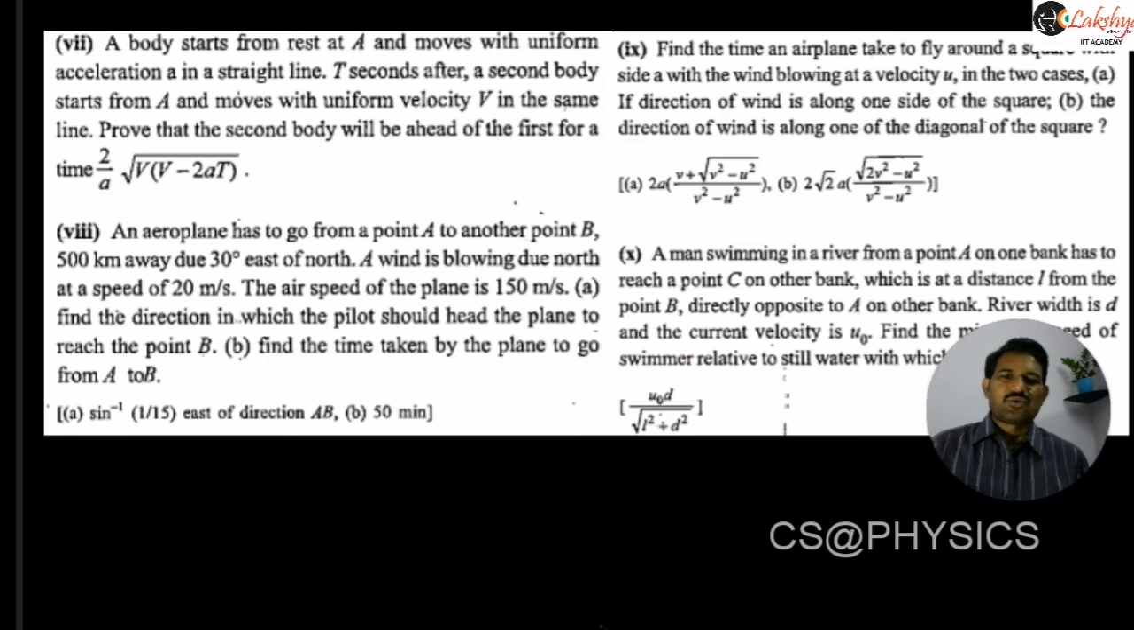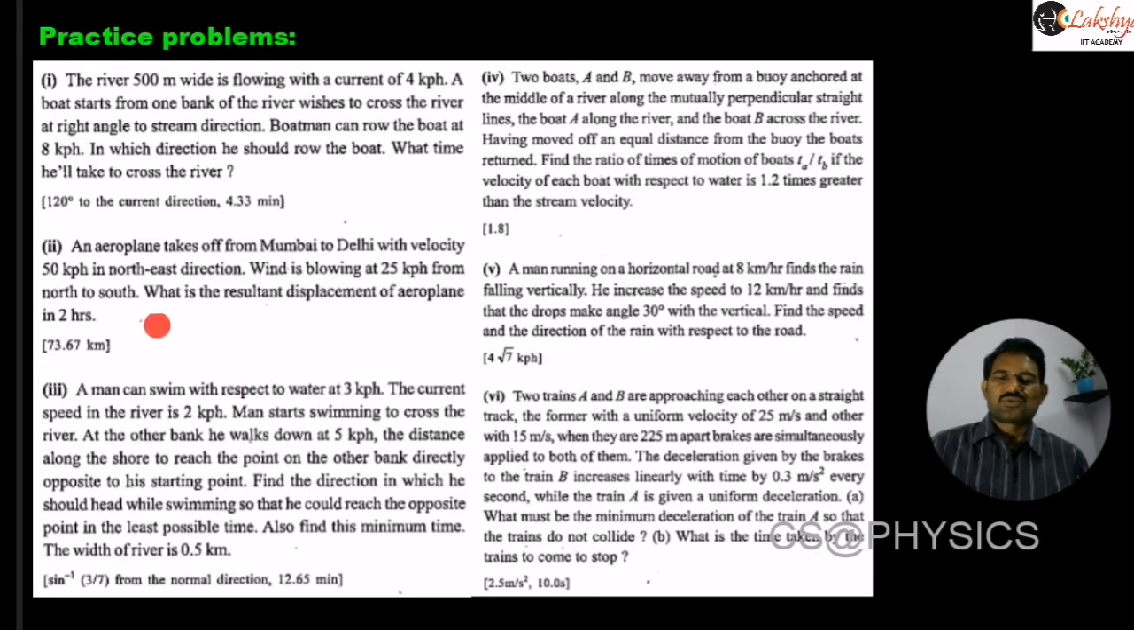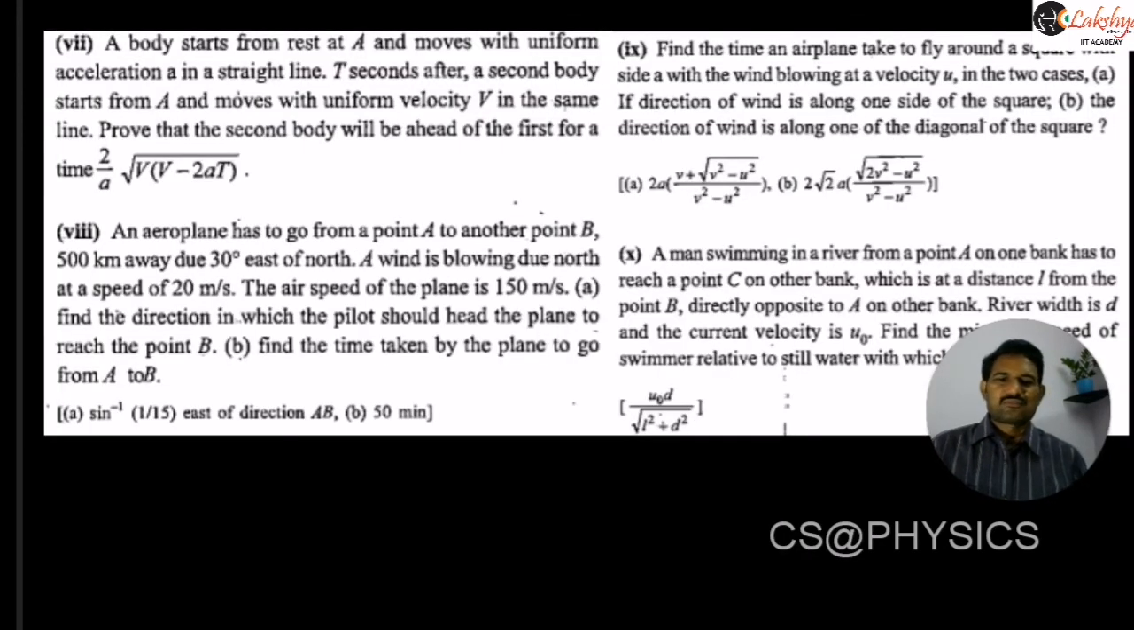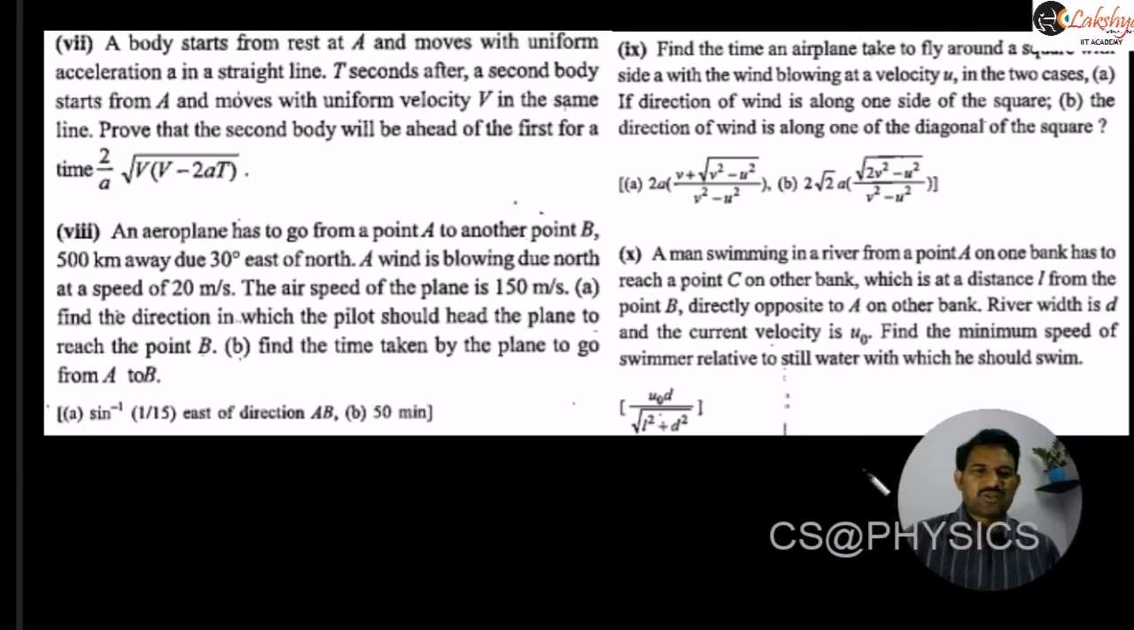So practice these 10 problems. I am giving the answers also, so you can check whether your answer is correct or not. Solve and practice all the problems here, right? With that we finished the riverboat concept and the related wind and aeroplane concept also.